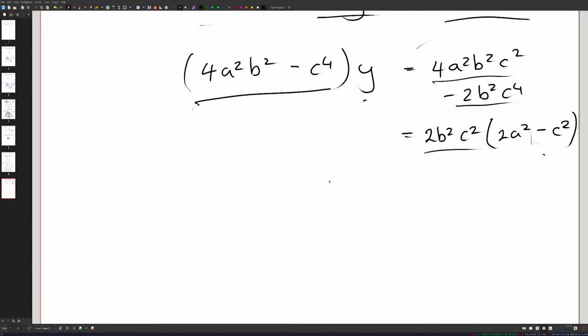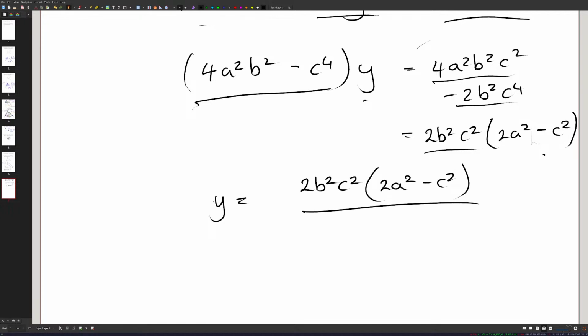I'm not saying it's pretty. I'm just saying I've got no other ideas at the moment. So you could solve it this way. You can work out y explicitly as 2b squared c squared times 2a squared minus c squared, over 4a squared b squared minus c to the 4.